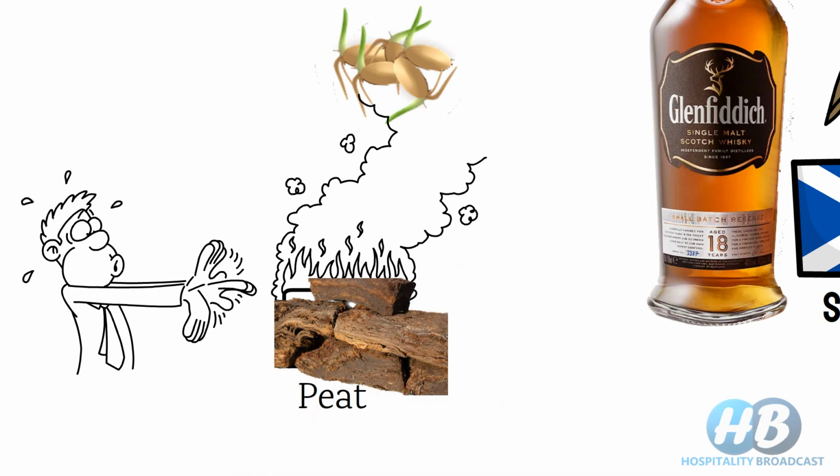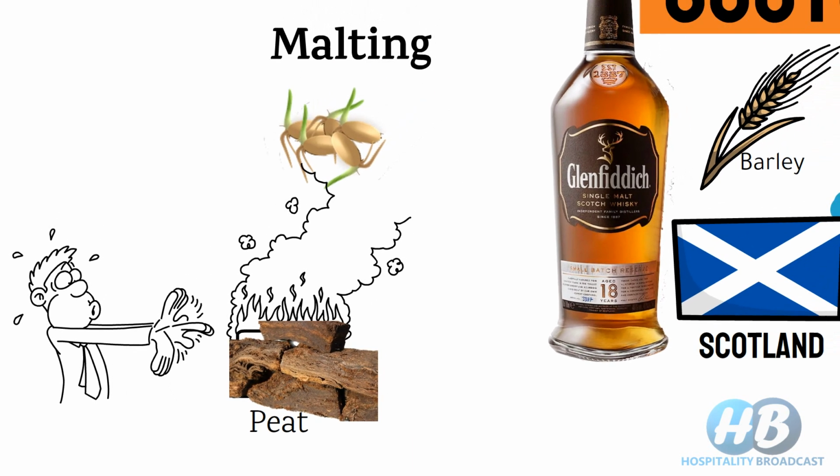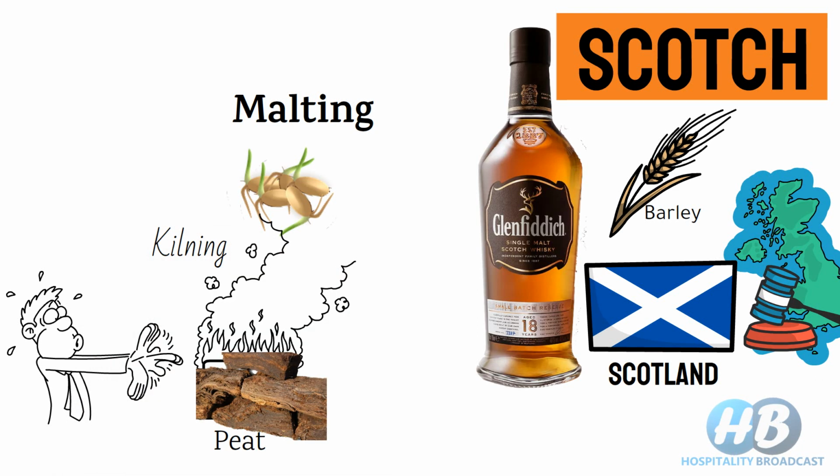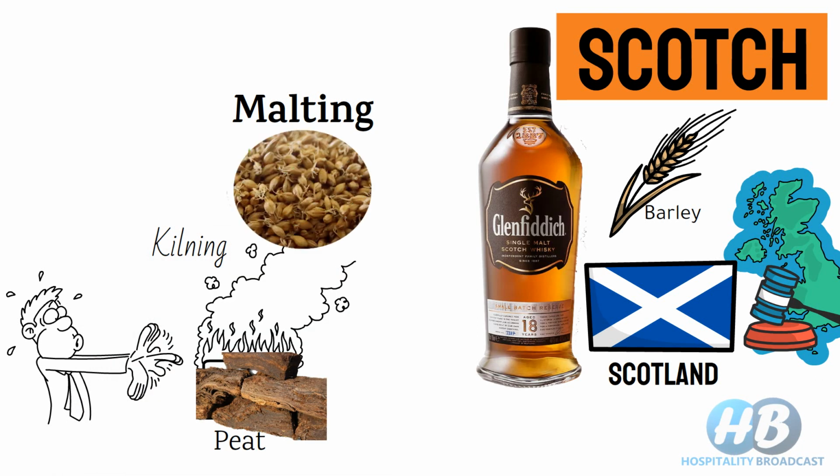Peat is partially decayed vegetation. You can say it is a precursor of coal. This process of drying germinated barley is called kilning, and as a result you get dried malted barley. And using peat smoke in this process imparts a unique smoky flavor to many Scotch whiskies.